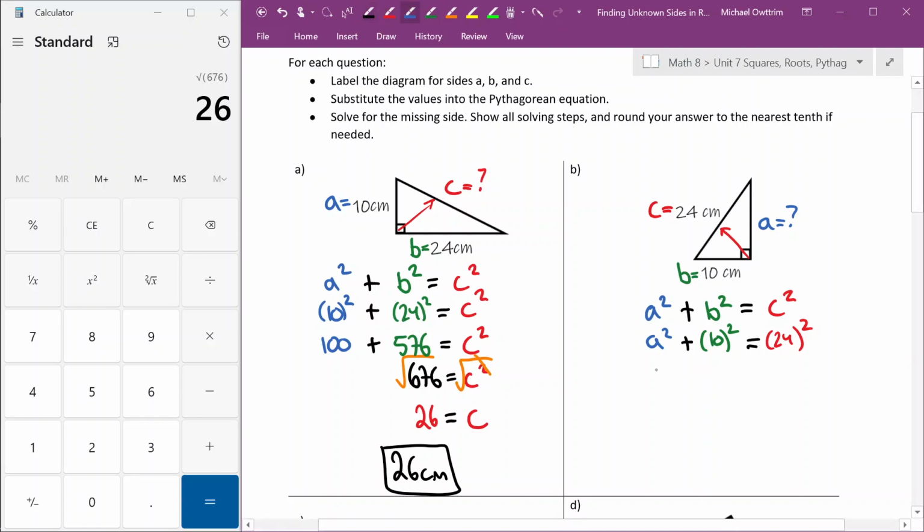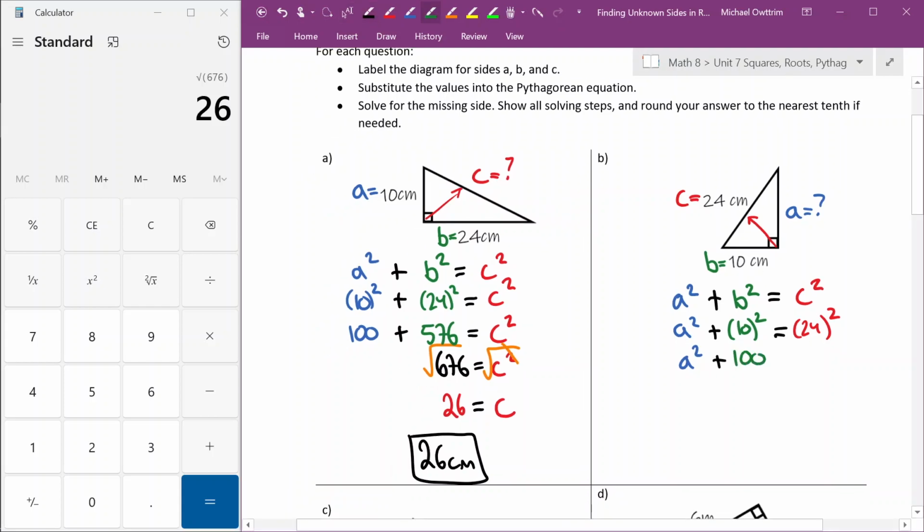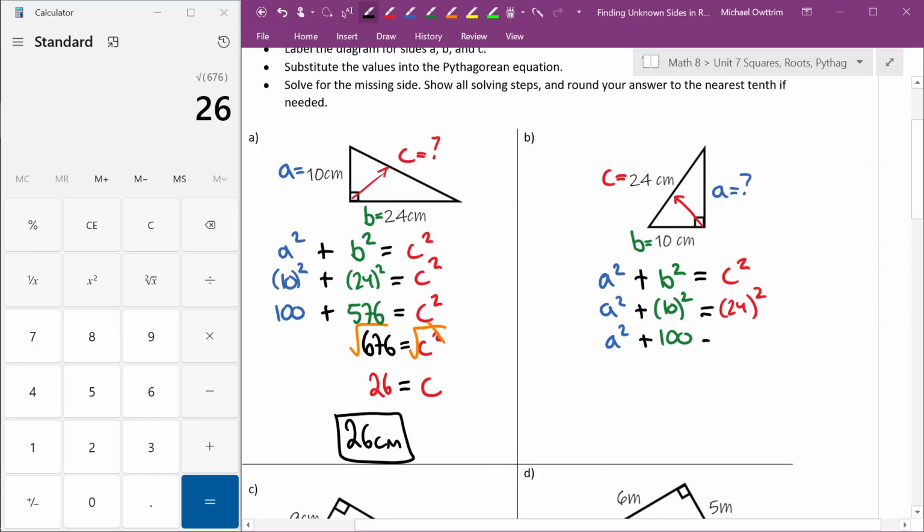Similar to the last question, we'll simplify by calculating the squared values. So 10 squared, like in the last question, is 100, and 24 squared, like in the last question, is 576. Now in this case, we need to do two things to isolate our a. Our a is being squared. It's also being added by 100. So we need to undo both of those things in order to get our a by itself.